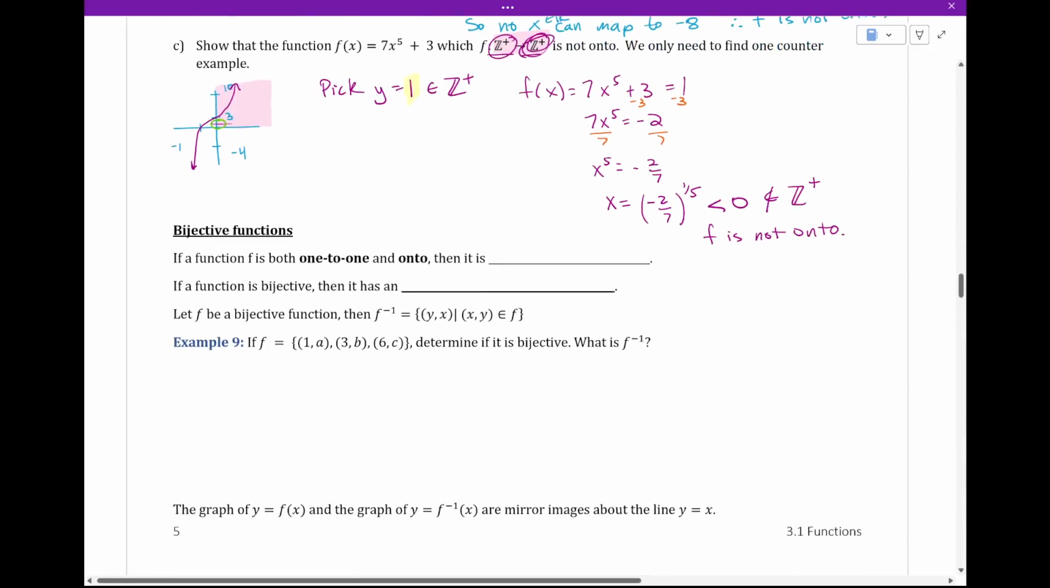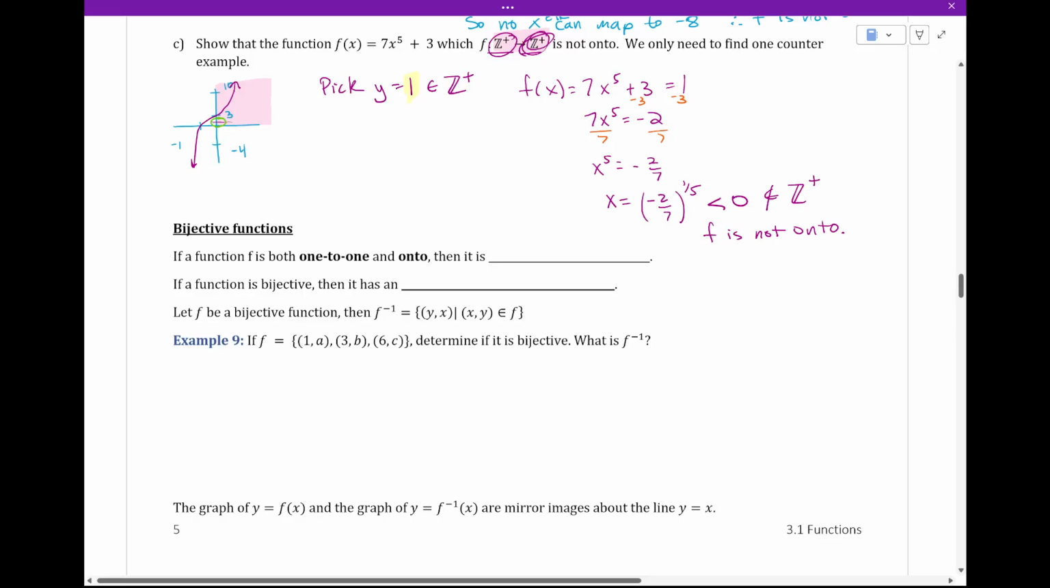All right, let's talk about bijective functions. We've done injective, we've done surjective, so now we're doing bijective. A bijective function is both one-to-one and onto. So it's very special. If a function is bijective, then it has an inverse function. An inverse function takes your xy pairs and makes them into yx pairs. We use this notation, f inverse.